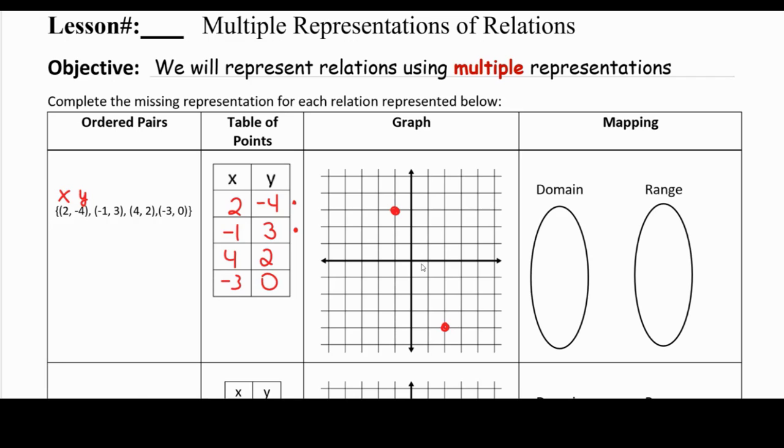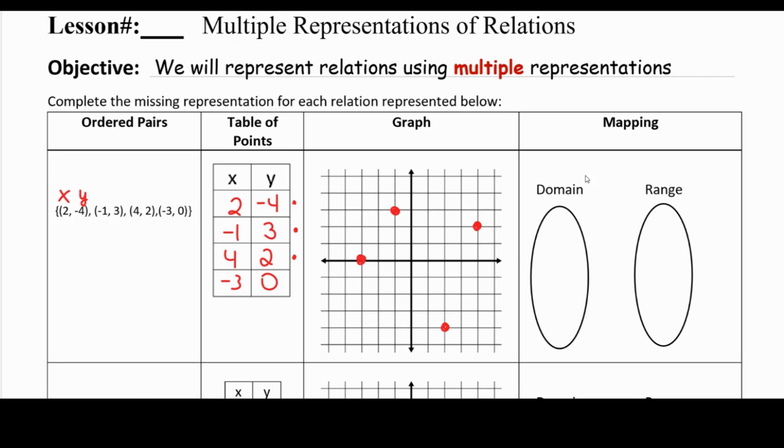Now I'm going to do the third point, which is positive 4, so 1, 2, 3, 4. And the second number is 2, so positive 2 goes 1, 2. And then my last point is negative 3, 0. So negative 3 means to the left 3, 1, 2, 3. And then I stay there because my second number is 0.